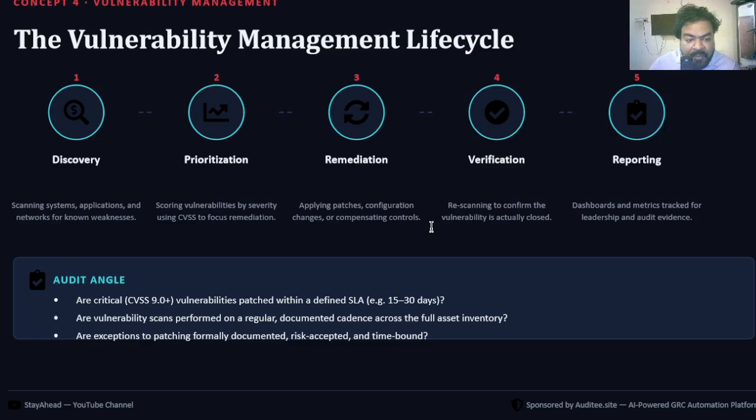When you audit this, ask whether critical vulnerabilities, CVSS 9.0 and above, are patched within a defined SLA, often 15 to 30 days. Ask whether scans cover the full asset inventory, not just a convenient subset, and ask whether any exceptions to patching are formally documented. Risk accepted by someone with authority and time bound, not just quietly ignored.